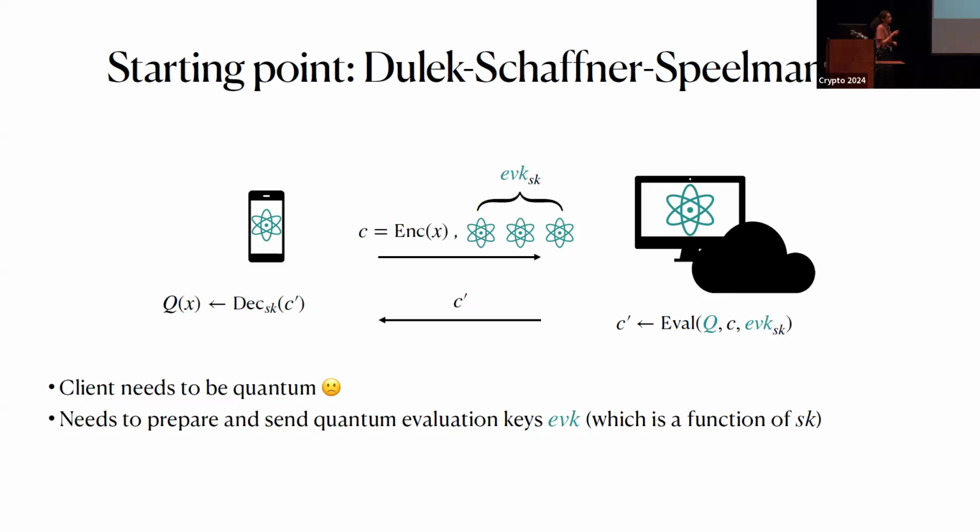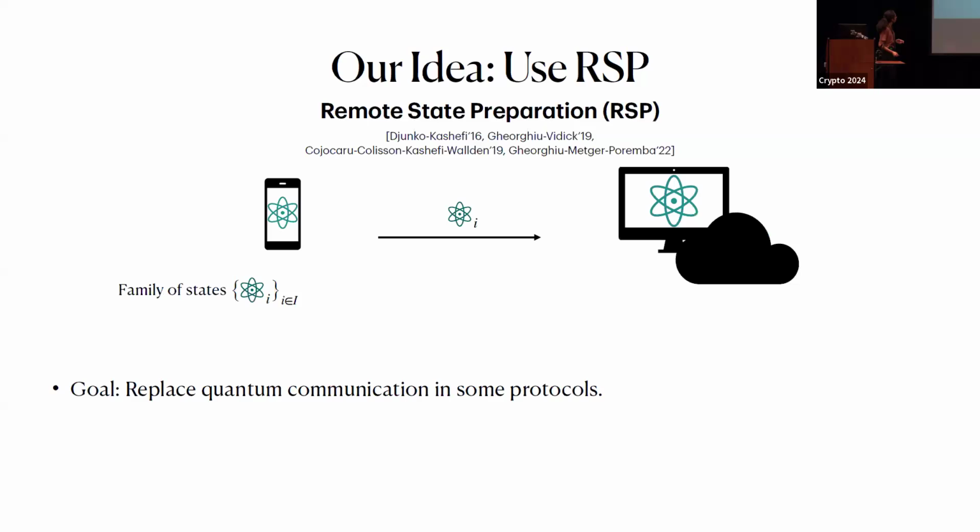And the client needed to do this because the evaluation keys depended on the secret key, and revealing the secret key would break the semantic security. Okay, so our main conceptual idea is to get around this issue by using the notion of remote state preparation, where the goal is to replace quantum communication with classical communication.